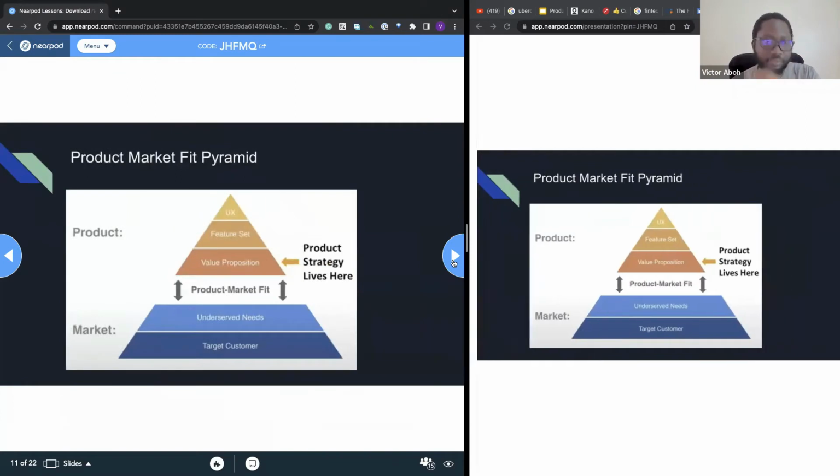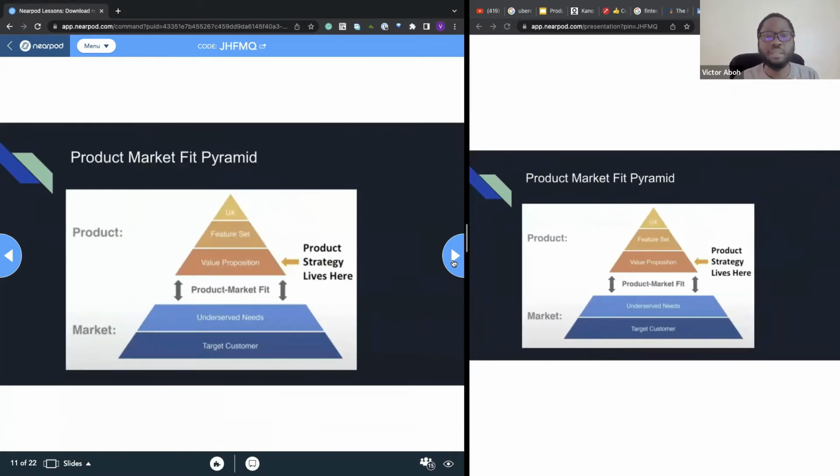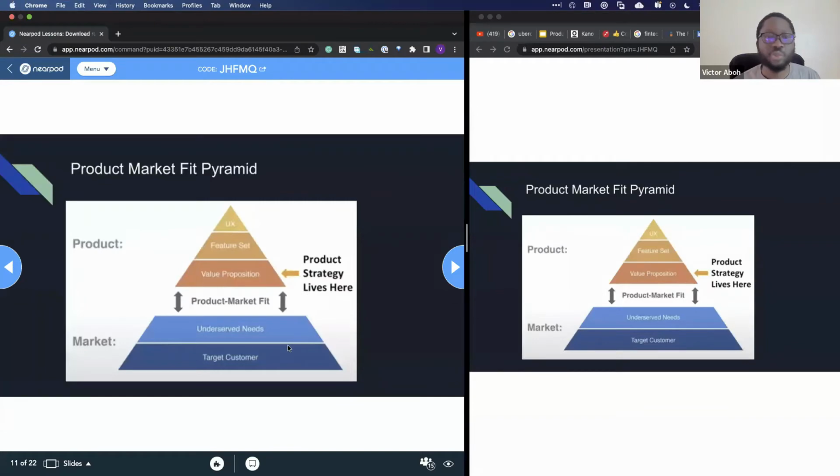So now let's talk about how we actually bring all of that to life. When we go back to our companies, what do we do? So one concept to take a look at, and I'm sure most of us have heard about product market fit already, right? It's how does our product match the needs of our customers. So if you look at the bottom two stages of this pyramid, we have our target customer and we have their underserved needs. And that together forms the market.